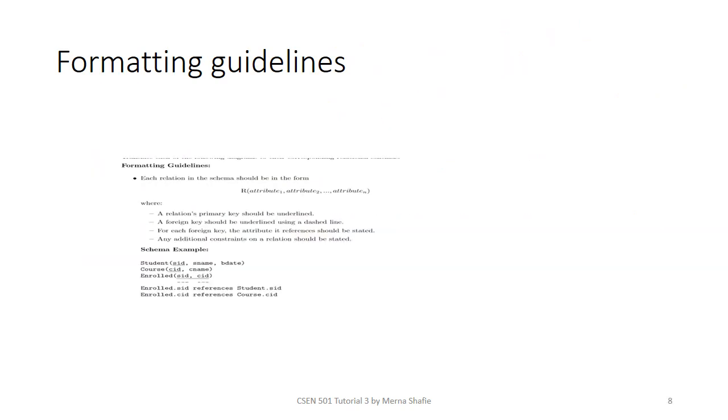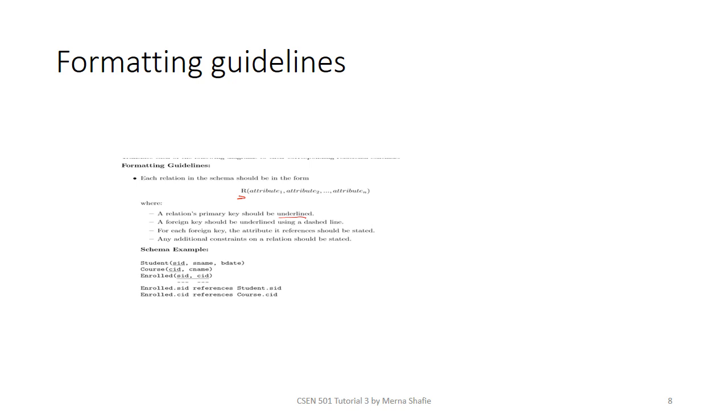This is the first slide that you are going to see in the practice assignment, which is just agreeing upon the formatting guidelines that we are going to follow in order to map the ERD into a relational schema. A relation in the schema should be in this format. As I told you, we will have the name of the relation along with all the attributes in parentheses, where a relation's primary key should be underlined, so every primary key must be underlined.